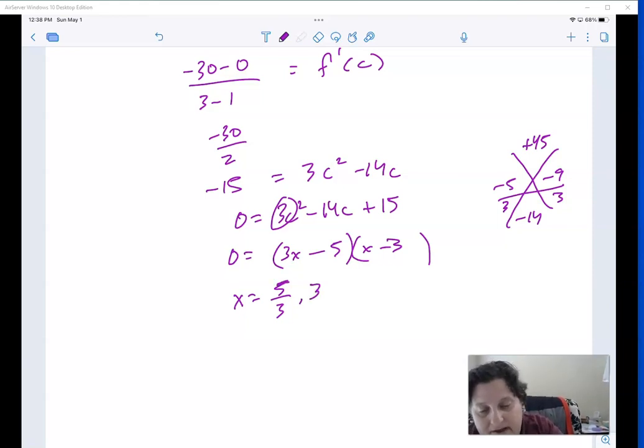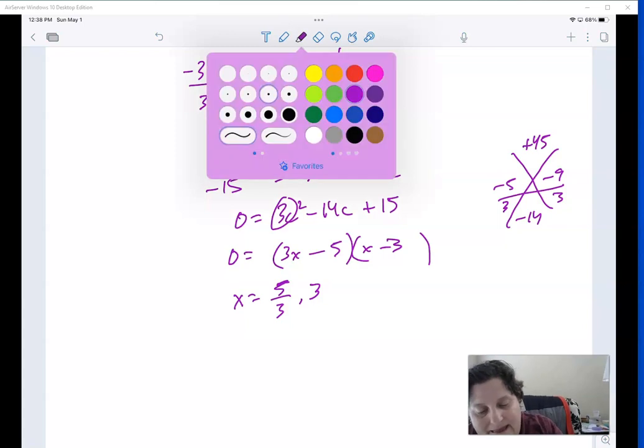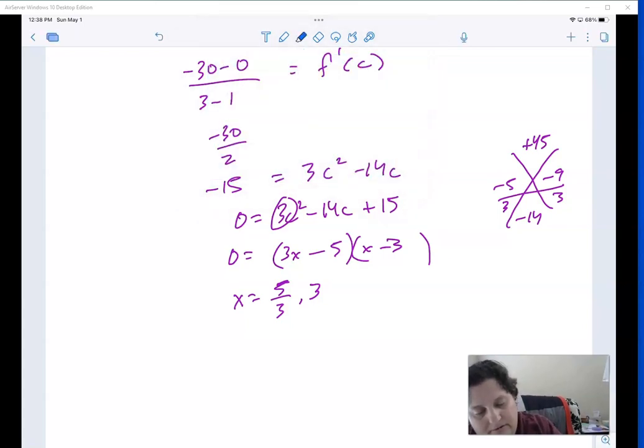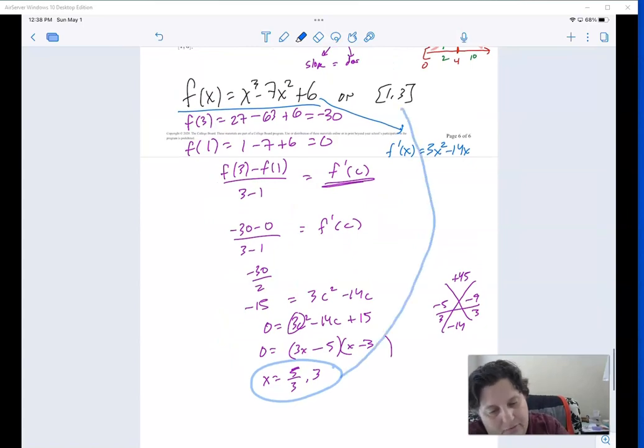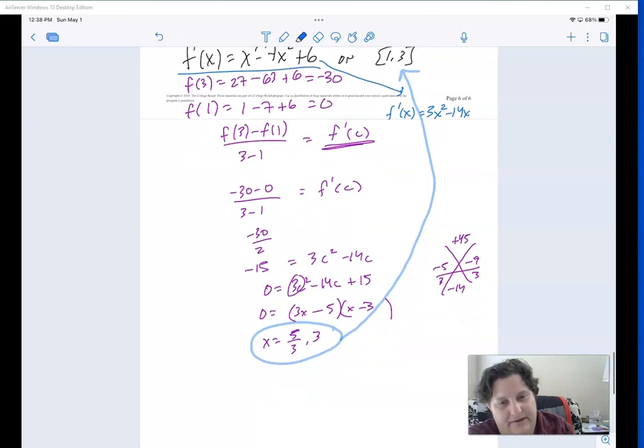The last thing is with mean value theorem, though, those have to be in the interval, and I mean 3 is not in that interval because it's an endpoint. The answer should be x is 5/3.